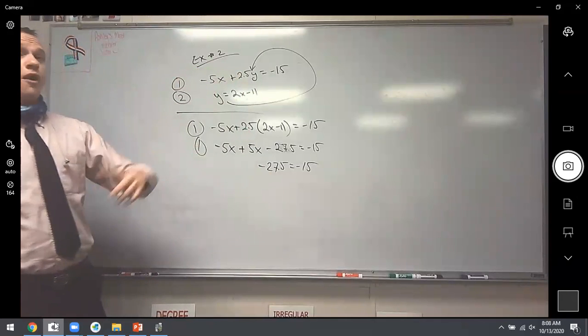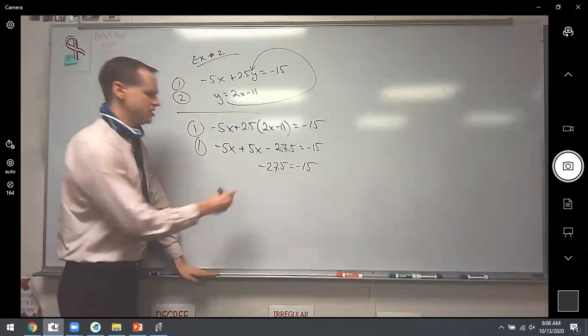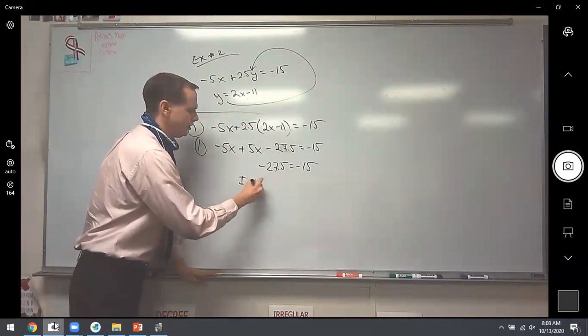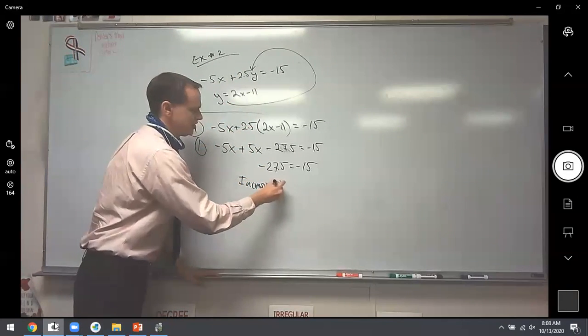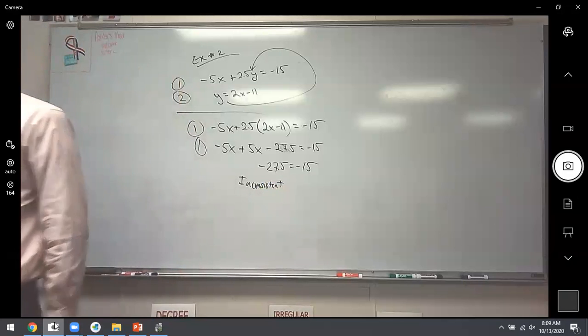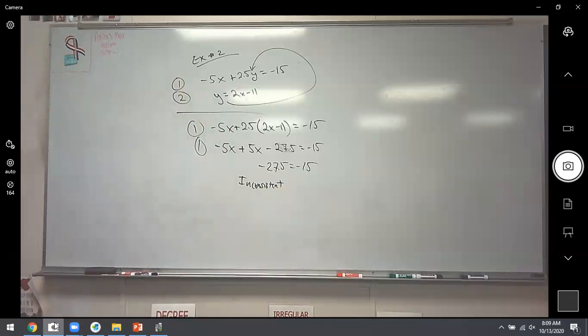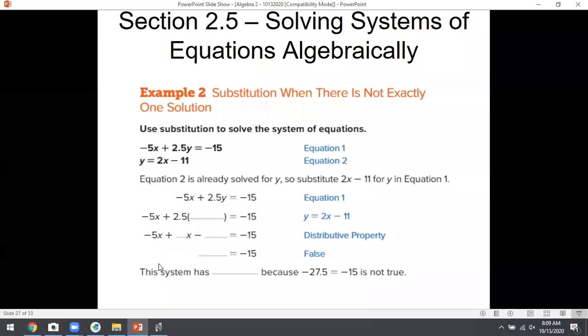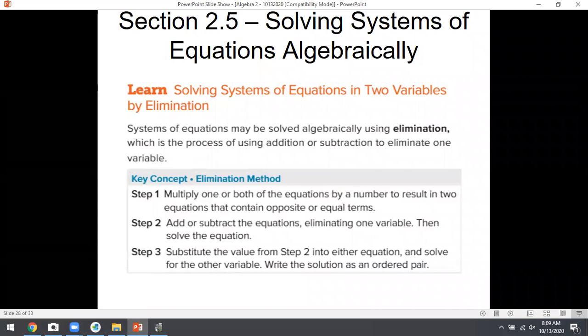So our word for no crossing or no solutions is inconsistent. So this is inconsistent. Didn't need to graph it. If I did graph it, I'm sure I'd see two lines that are parallel. That's the only way they could not cross. But that's essentially it for that. So inconsistent. Unfortunately, that's the case.